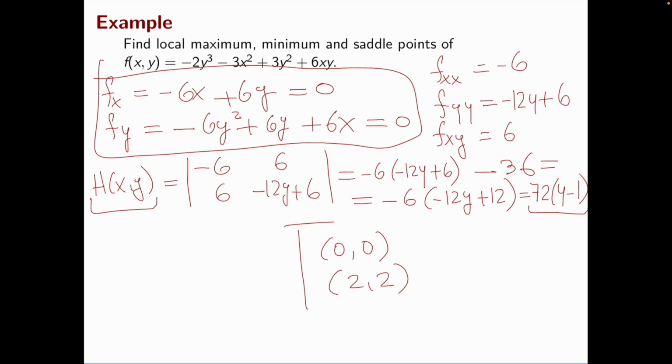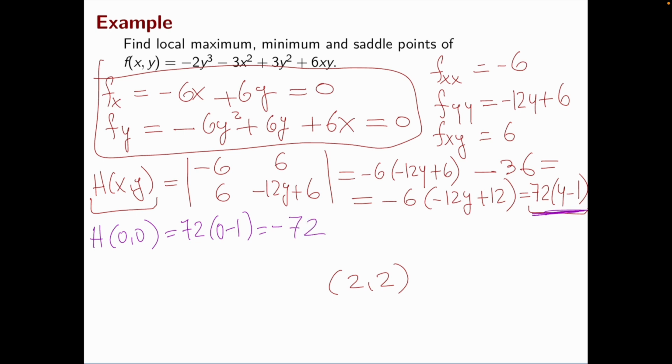And so now we look at our collection of critical points, and we check how much is the Hessian for each of them. So let's calculate, for instance, the Hessian now for the point 0, 0. So let's evaluate that at 0, 0. So x is 0 and y is 0. So that will be 72 times 0 minus 1. So this is minus 72. So the Hessian at 0, 0 is minus 72.